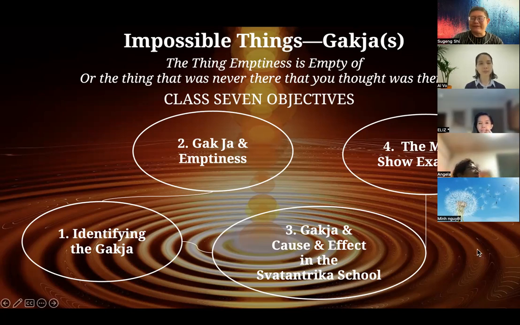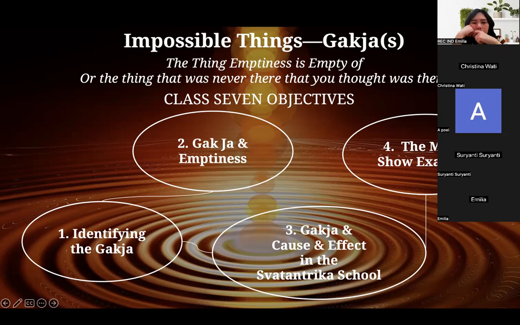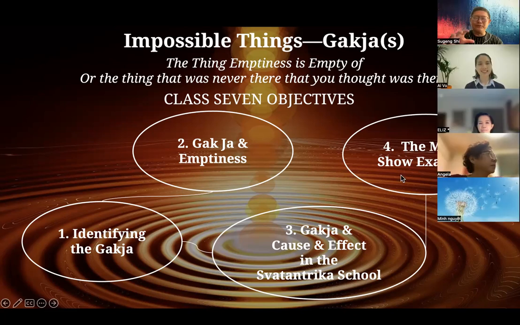All of you who attended advanced level 2, does this sound familiar? You push away things which are impossible, and then you flip. When you flip, it will give you the emptiness. So this is how you can understand that. And of course, we also will explore the cause and effect and gacha in the Svatantrika school, which we also know as the lower middle way or the independent branch of middle way. And finally, we have the magic show example.